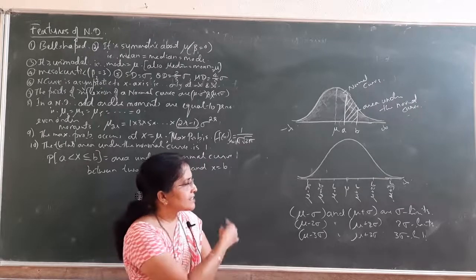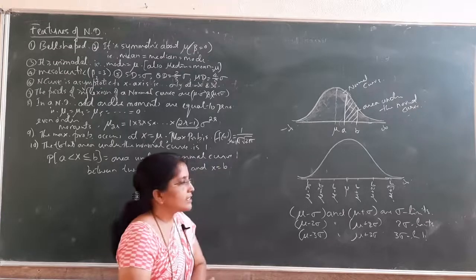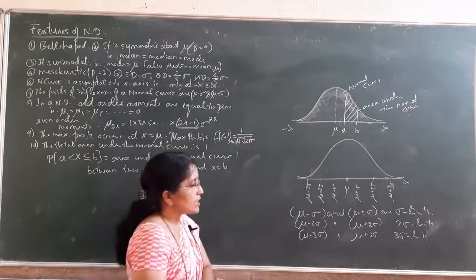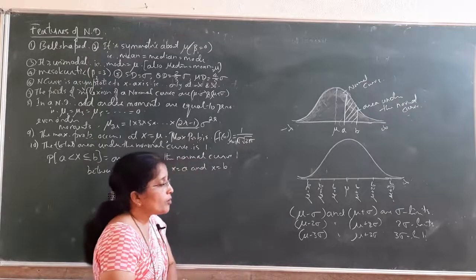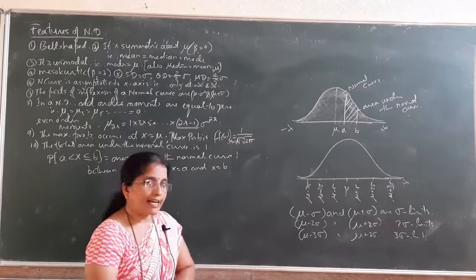Suppose there is another factor somewhere in between, mu plus 0.5 sigma, another one mu minus 0.5 sigma. Those are called 0.5 sigma limits. This is the way of reading the values.